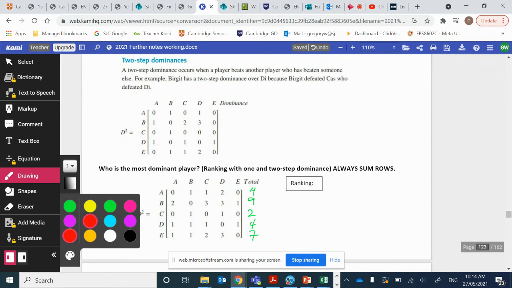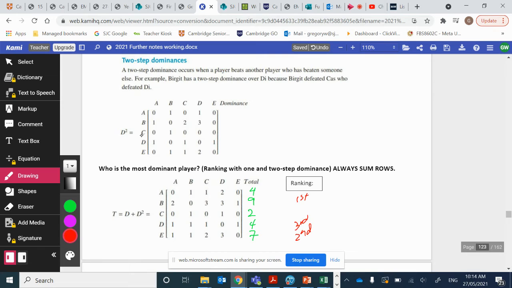So that gives us a better ranking because it factors in not only the straight victories, it also factors in the two-step victories over other teams. So we have first, we have second. We still have another draw, but it's not as bad. And C is the worst player. So B is our best player, E is our second best player, A and D are equal. And then our worst player is C.